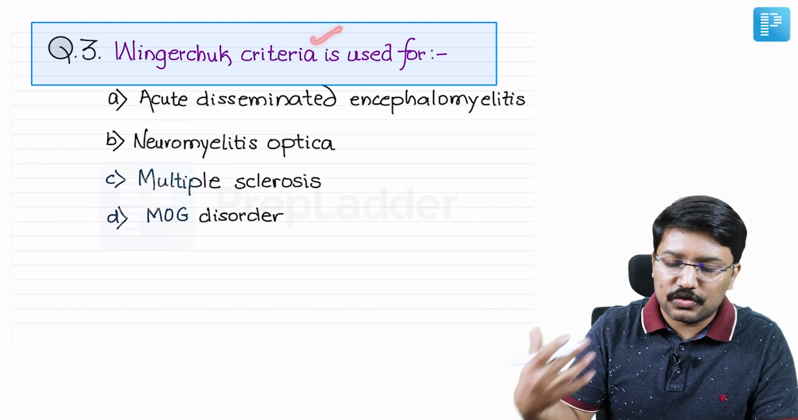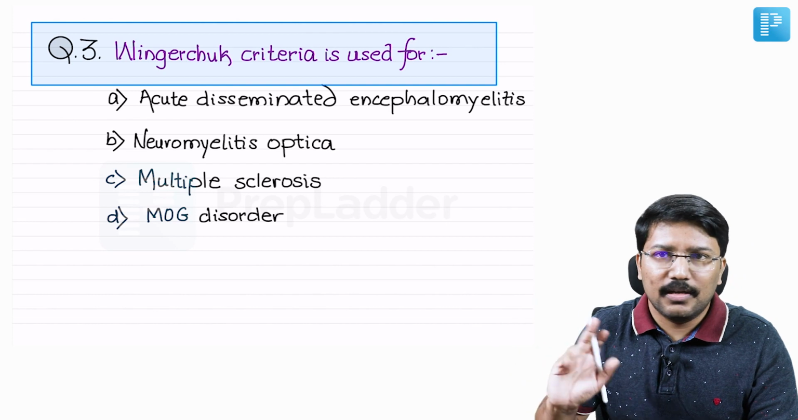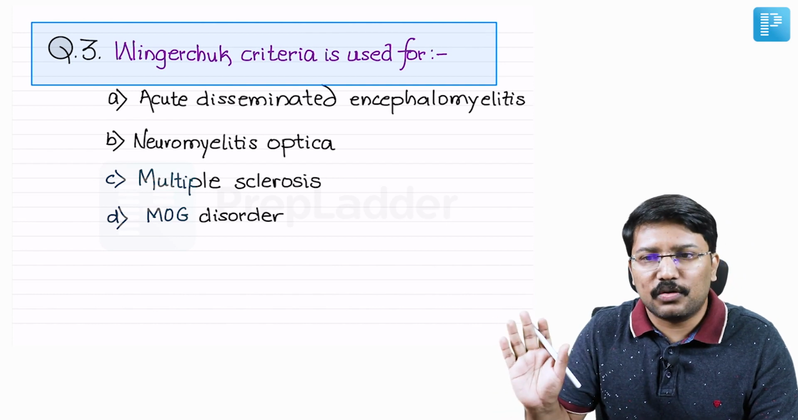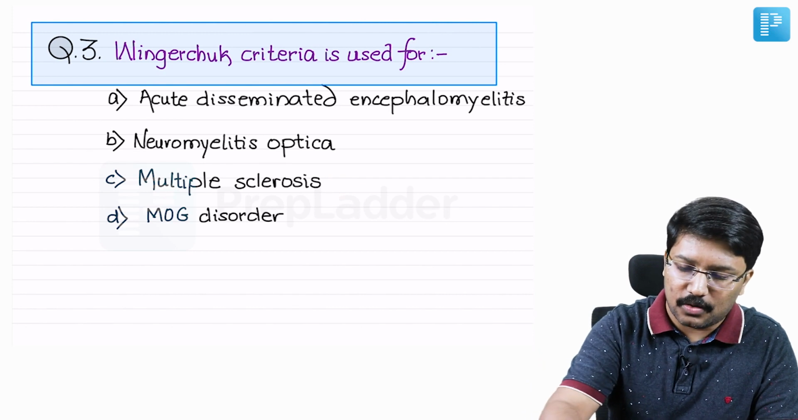Wingerchuk criteria is used for ADEM, neuromyelitis optica, multiple sclerosis, or MOG disorder. I'm sure all of you can easily rule out multiple sclerosis because we are following the McDonald criteria, right? So this option is out.